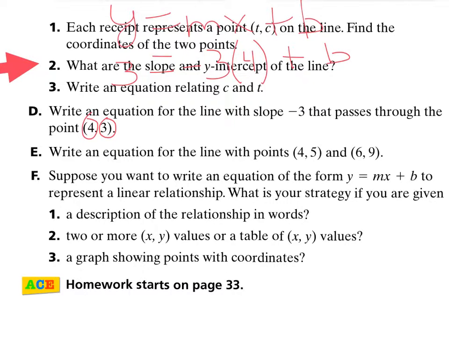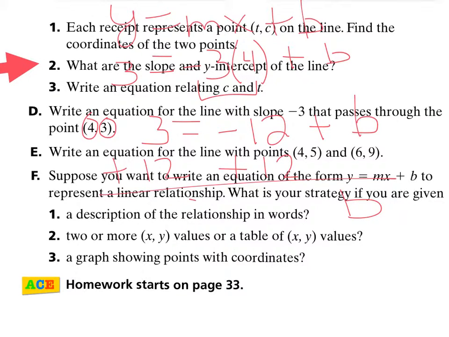So negative 3 times positive 4 gives me a value of negative 12, plus b on the right side of my equation equals 3 on the left side. To get b by itself, I want to add 12 to both sides, and I get a b value that's worth 15. And since I know that is my y-intercept and I know my slope is negative 3, I can write an equation that looks like y equals negative 3x plus 15.